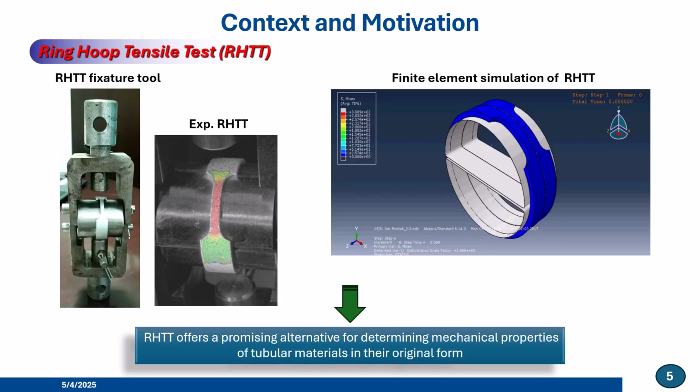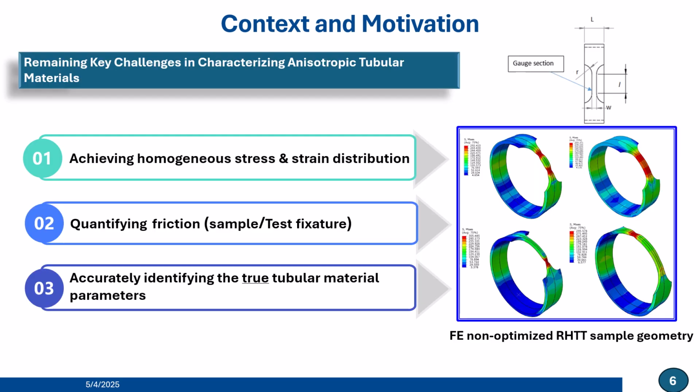These led research to develop alternative testing methods for mechanical characterization of tubular materials. The Ring Hoop Tensile Test offers a promising alternative for determining mechanical properties along the hoop direction without disruptive flattening operations, as you can see here with the experimental setup. Therefore, evaluating the mechanical property of the as received metallic tubes. While the Ring Hoop Tensile Test addresses some problems, it introduces its own set of challenges that need to be carefully considered.